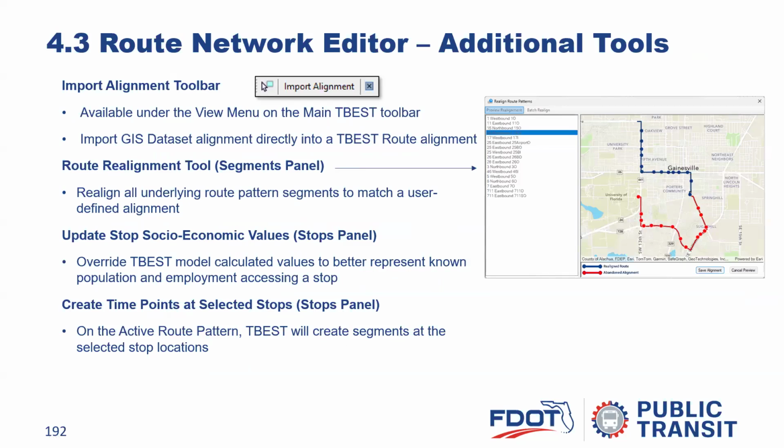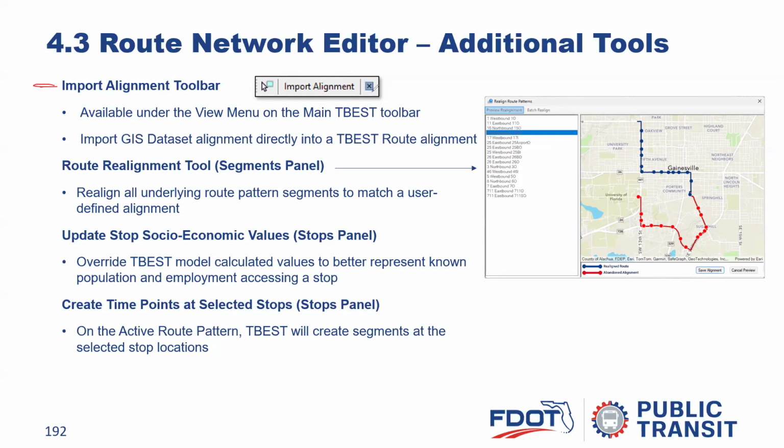So some additional tools that are interesting and less likely to be used but are available to you. The first one is this import alignment toolbar. If you do have a GIS file of alignments, let's say, that you've developed outside of TBest, you can add that GIS layer in as a user layer. Then you can use this toolbar to select the segments that you want to define a particular route pattern, and then use the import alignment button to bring those alignments in and define the pattern.